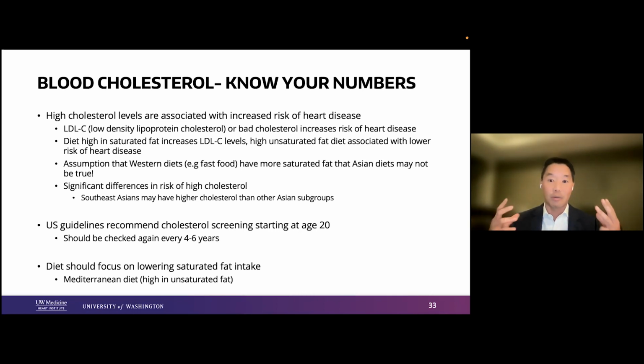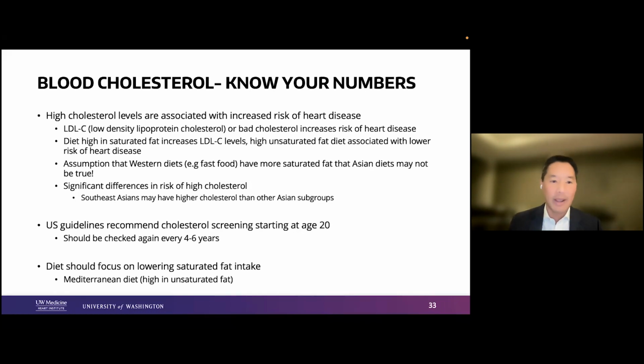Importantly, I think for this audience to recognize that the US guidelines now recommend that you should have cholesterol screening starting at age 20. So in the past, we waited much longer until people were more into adulthood, but now we want to see what your cholesterol levels look like at a younger age, and then that should be retested every 4 to 6 years.